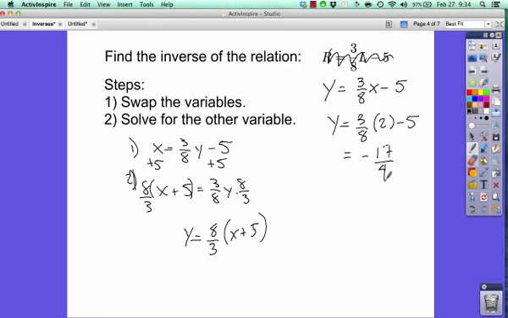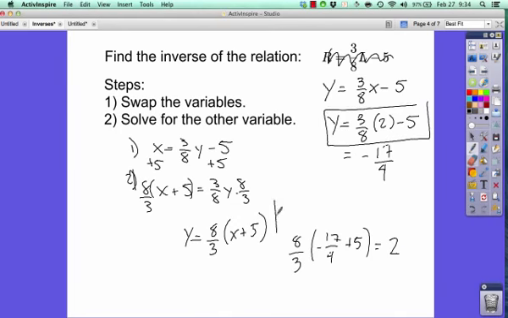Okay. And again, if I put in negative 17 fourths right here, I get 8 thirds. Negative 17 fourths plus 5, well, that's 20 fourths. So we get 3 fourths times 8 thirds. 3 fourths times 8 thirds is, okay.